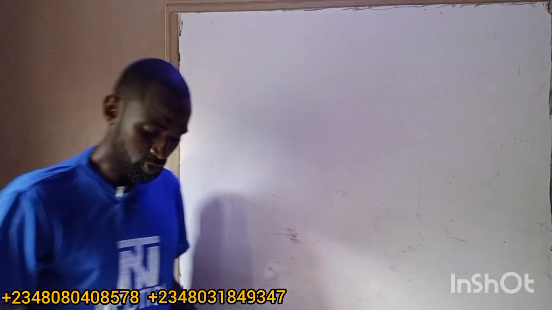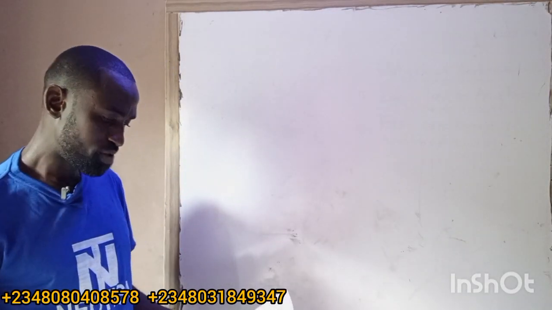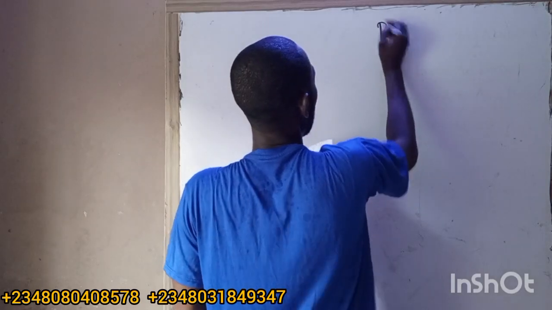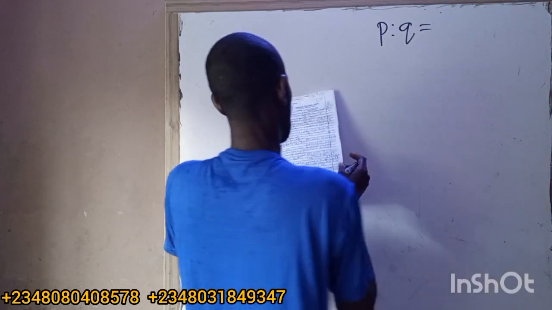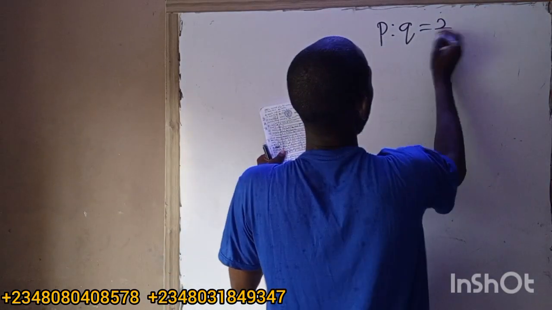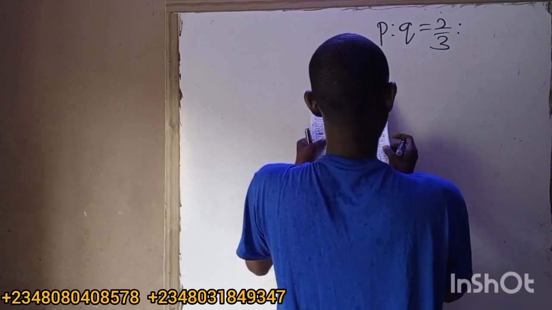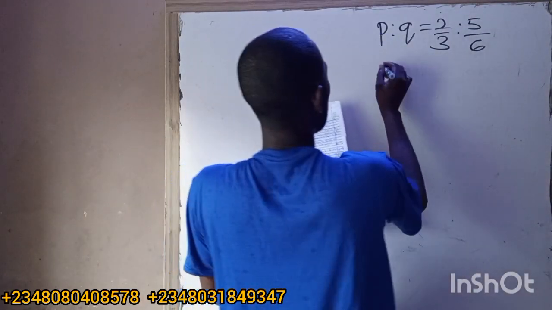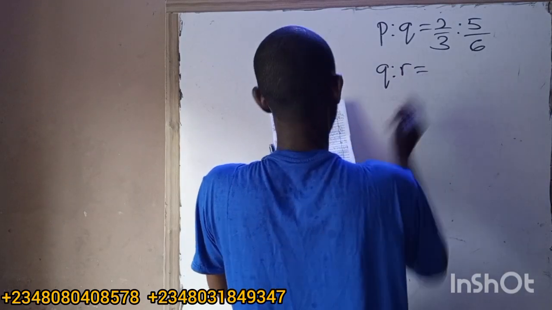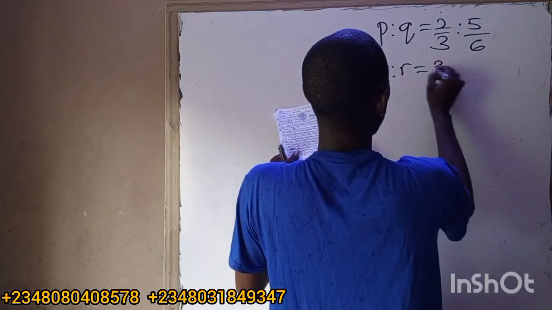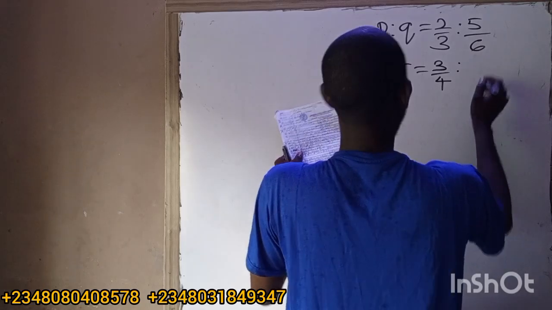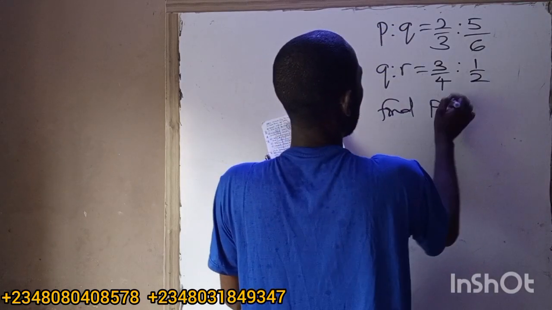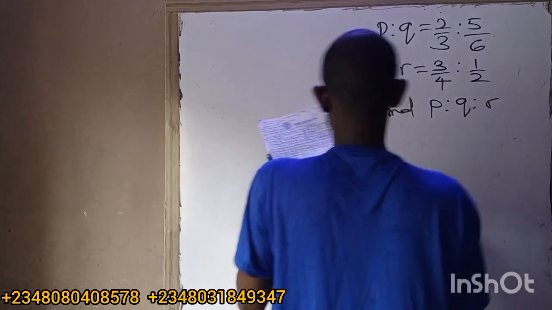Alright, so this is the way they can ask a question on that ratio. Kevin says if P ratio Q is equal to 2/3 ratio 5/6, and Q ratio R is equal to 3/4 ratio 1/2, we are now required to find P ratio Q ratio R. See the options that we're given.